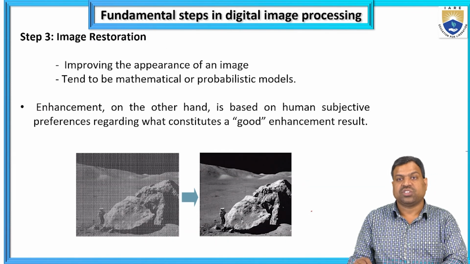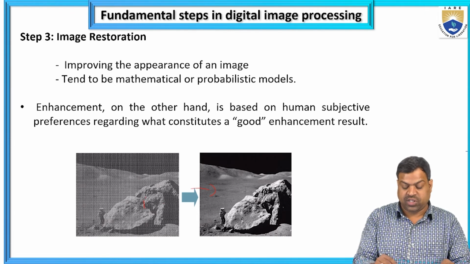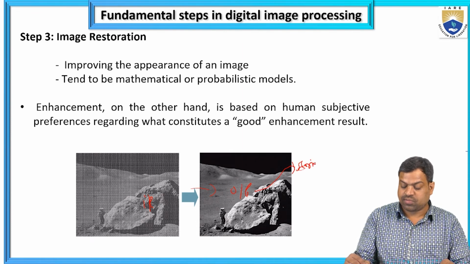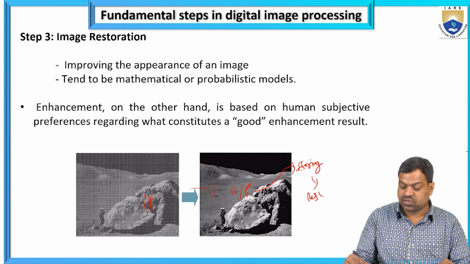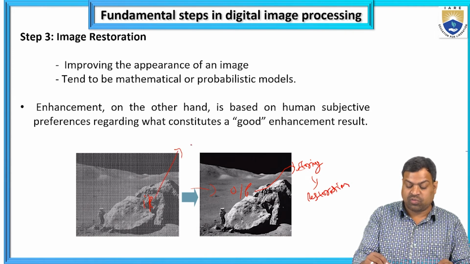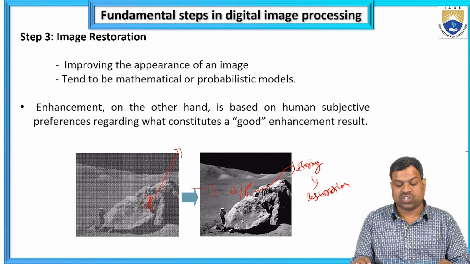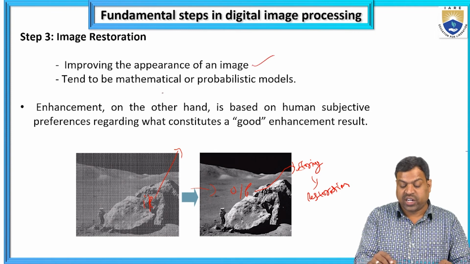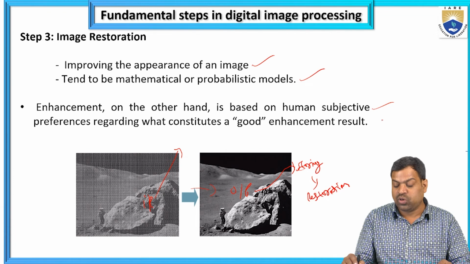Next, image restoration. The noisy or unidentified image is converted to an identified image. The output is stored. Why am I calling it restoration? The input image is already stored in one memory, and the output is stored by replacing the input in that memory. That is image restoration. It improves the appearance of the image and tends to be based on mathematical or probability models. Enhancement, on the other hand, is based on human subjective preferences regarding what constitutes a good enhancement result.